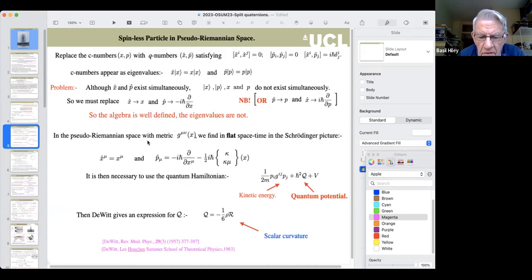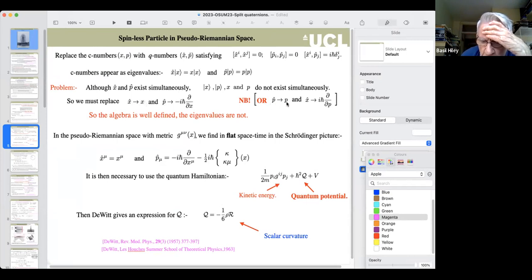So what did he do? Well, he was looking at a relativistic spinless particle in a pseudo-Riemannian space. I put pseudo there for the mathematicians. What you do is you replace the C numbers, the classical numbers, by Q numbers. So you're looking at the Heisenberg algebra. And then, because you don't have X and P eigenvalues existing simultaneously, you must replace the X and P in the algebra by these operators.